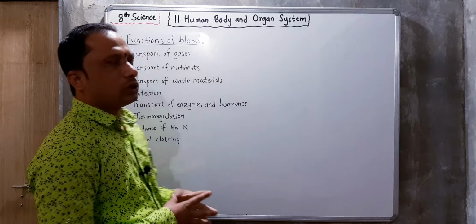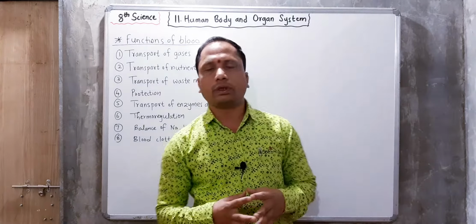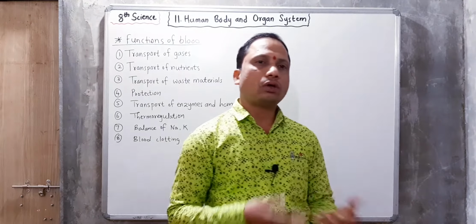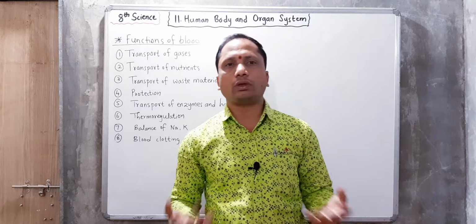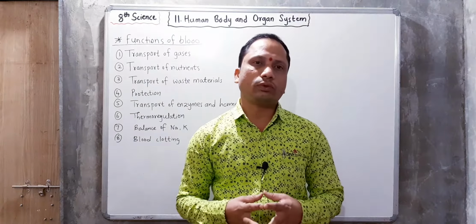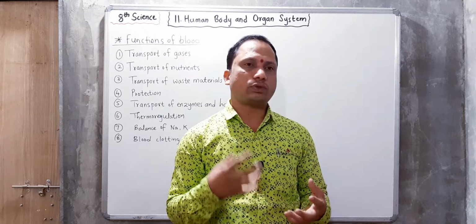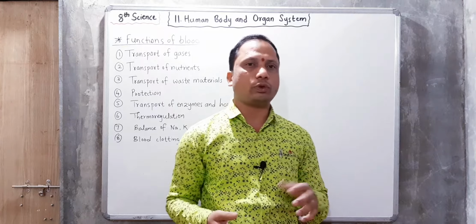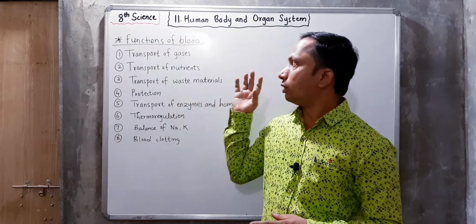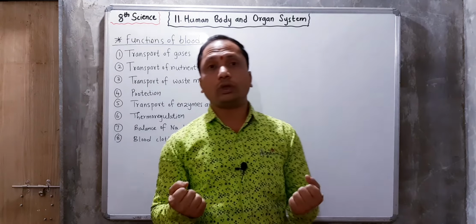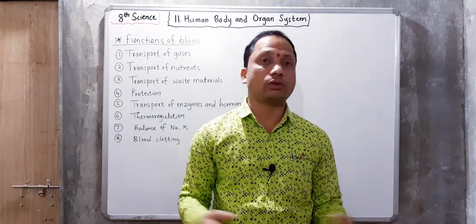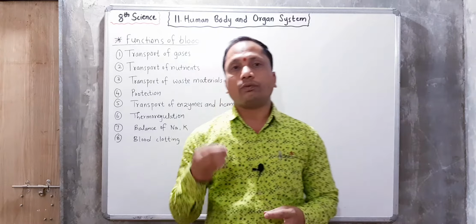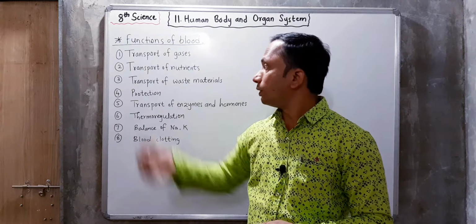So these are the functions of the blood. Transport of gases: oxygen is supplied to all parts of the body, and carbon dioxide and any gaseous waste in the body is carried out of the body. Then the transport of nutrients: whatever the different cells of the body need, those nutrients are provided to all parts of the body with the help of blood circulation.